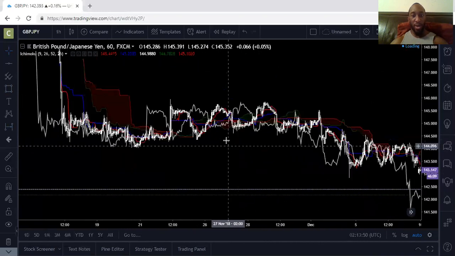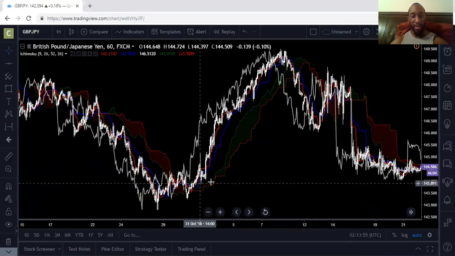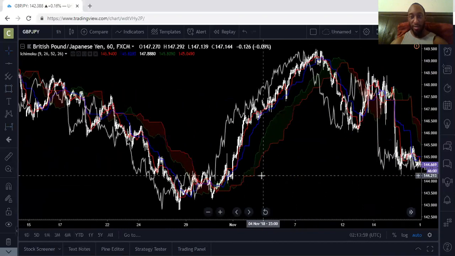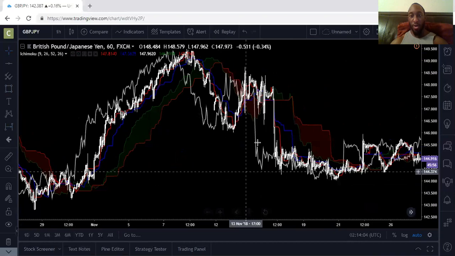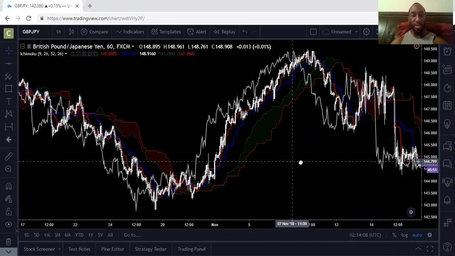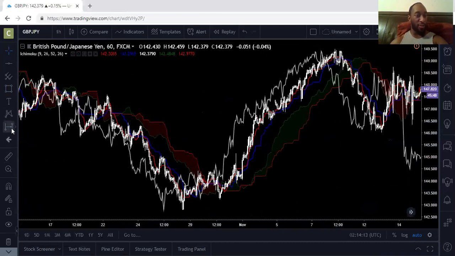And I could tell you a setup, something clean. See, now this is clean. This is gorgeous. Right here. This is something I look for. You don't want to trade something like this. No, you want a clean, nice setup because you want to dominate that pair.